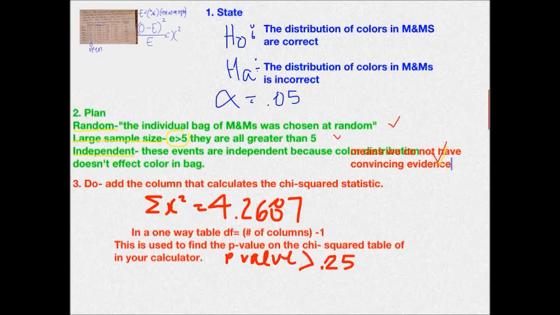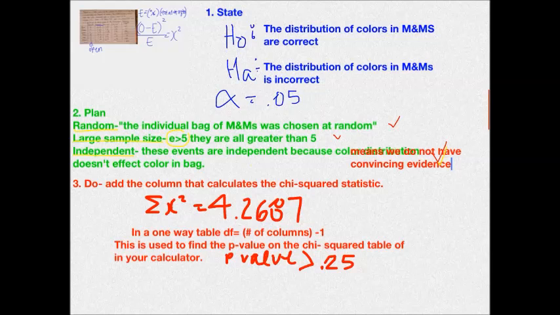The plan, so you say what the three checks are: the random check, the sample size, and how independent it is. In this, it was stated in the original question that it was random. The individual bag of M&Ms was chosen at random. That tells you right there it's random, so we go ahead and check that.